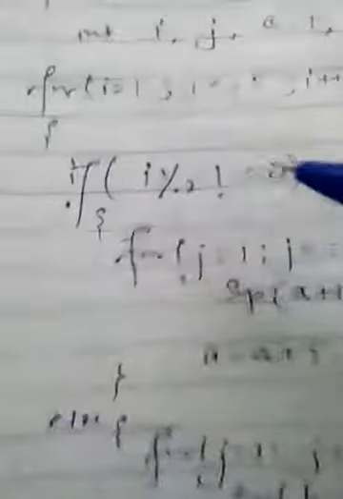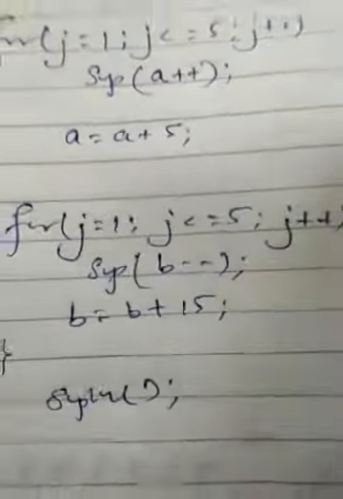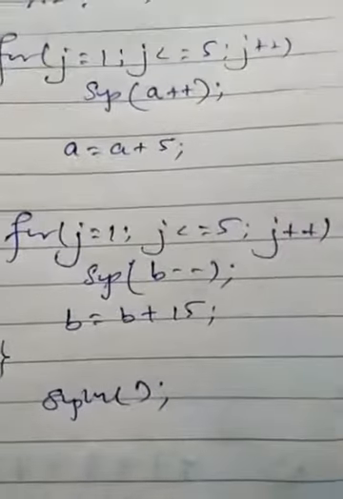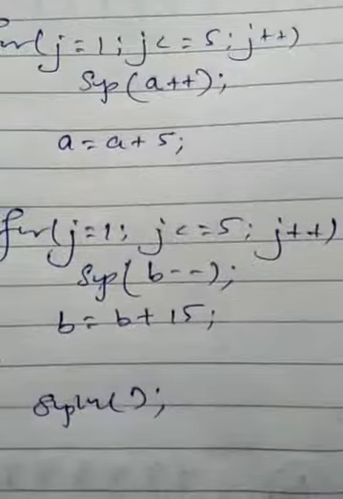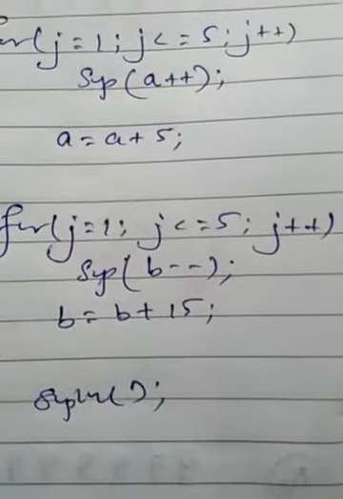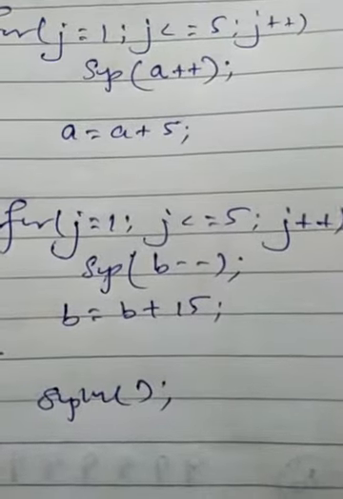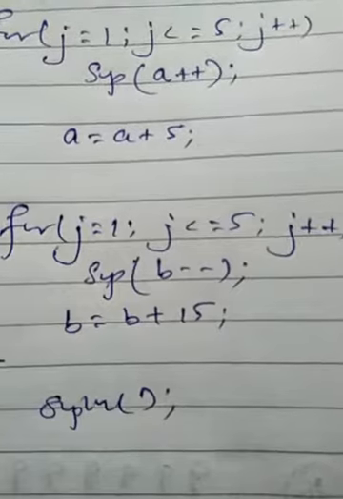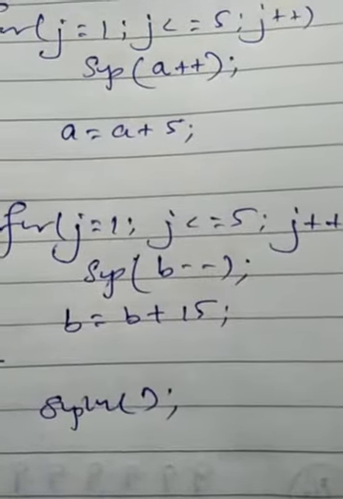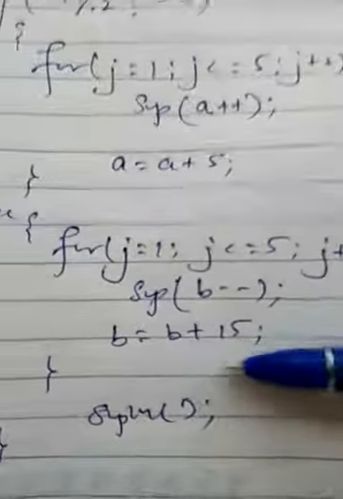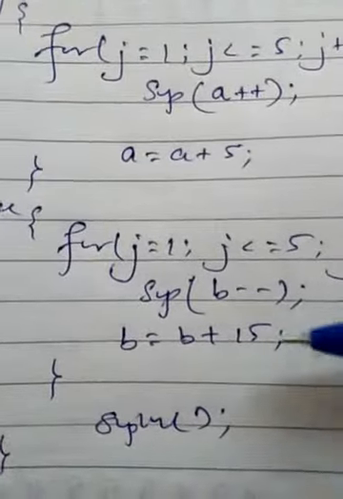In case of the second row, this will come to the else part. j again goes from 1 to 5, and this will print the value of b minus minus. The current value of b is 10, so this will print 10, 9, 8, 7, 6 in the second row, and after the 6 the value of b will be 5, and we are adding 5 plus 15, so b will be 20 for the fourth row.